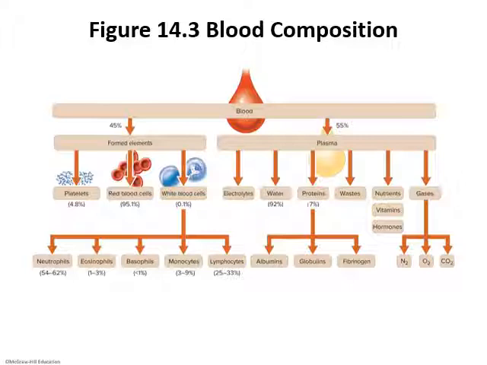The white blood cells can further be divided into the 5 different types, which are going to be neutrophils, eosinophils, and basophils, which are your granulocytes, and then monocytes and lymphocytes, which are agranulocytes.